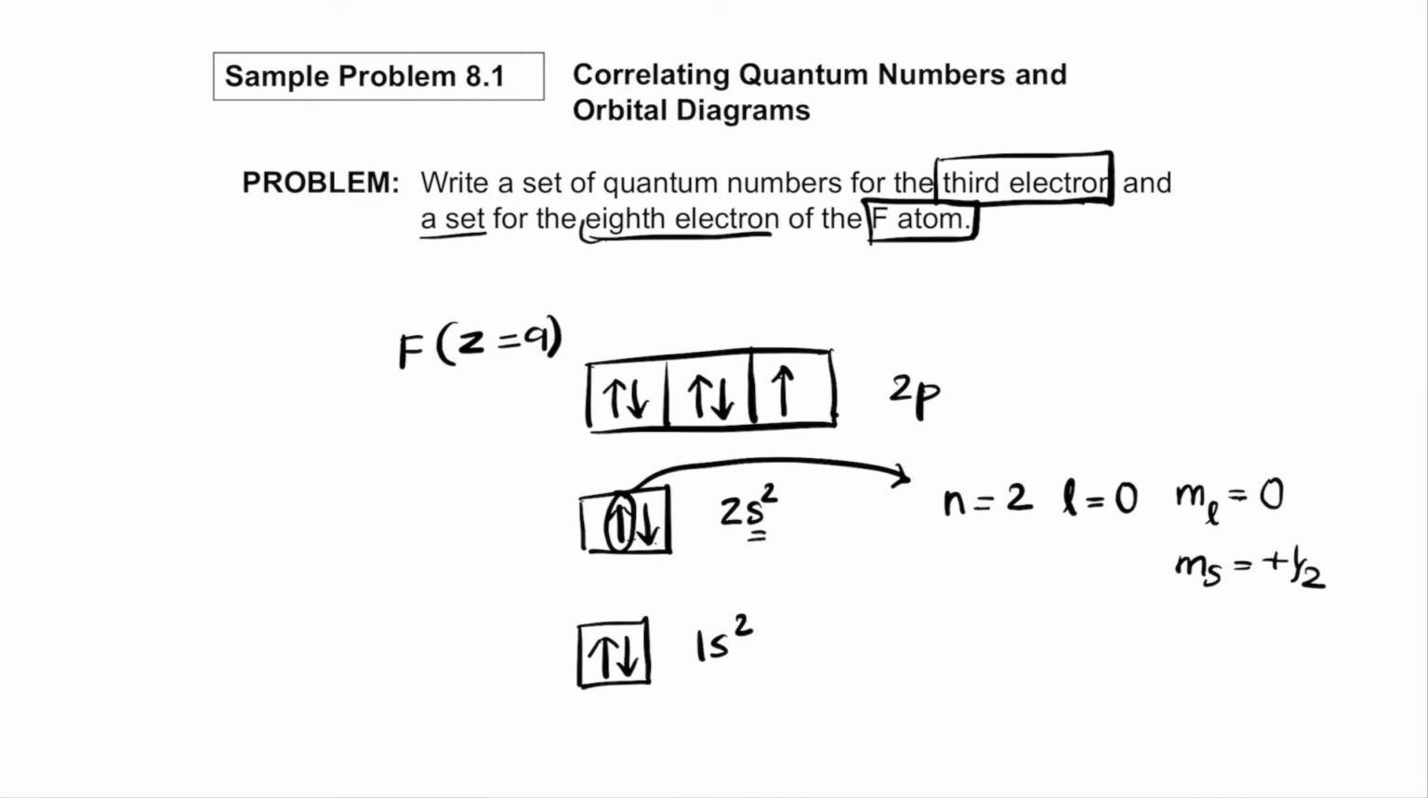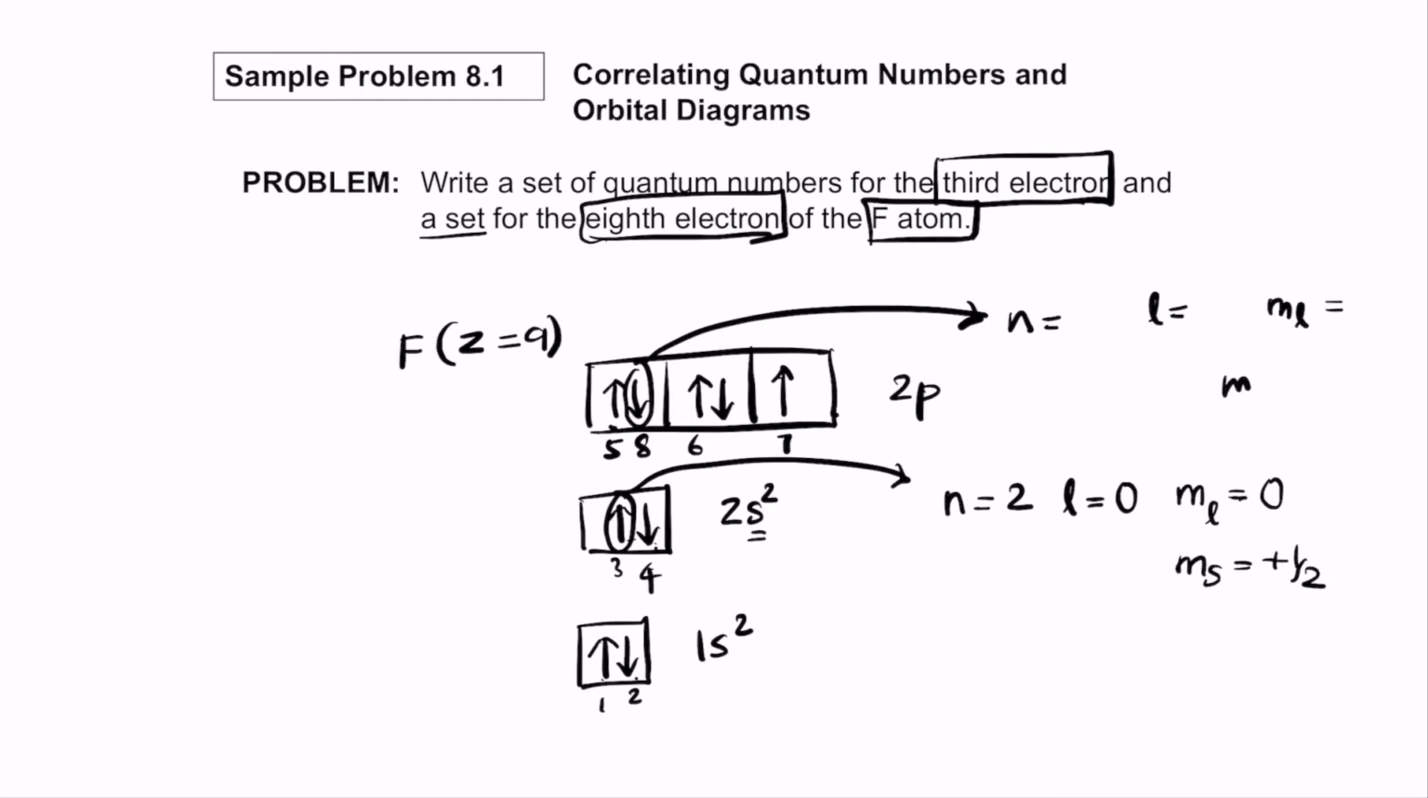Next, they're also asking you for the set of quantum numbers for the 8th electron. So the 8th electron is 1, 2, 3, 4, 5, 6, 7 and 8. So this is the 8th electron. Now pause the video right here and try to write down the set of quantum numbers for that particular atom. So you have to write n, l, ml and ms. Pause the video right here and try to write down those values.